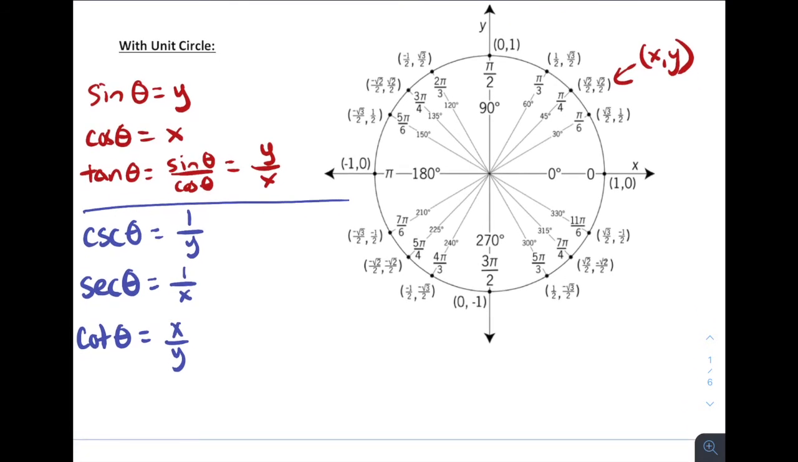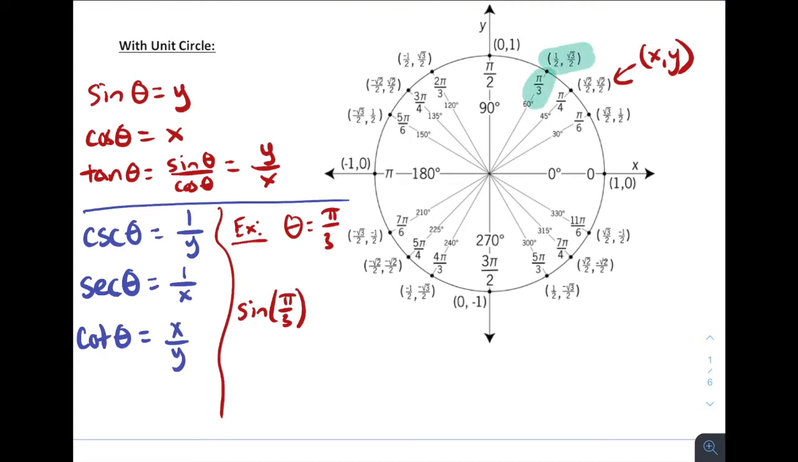Let's do an example where we're doing this with a specific number. So let's say, for example, that we're going to find all of these for when the angle is equal to pi over 3. So if I do sine of pi over 3, what I'm going to look at on my unit circle is pi over 3, and I'm looking at these coordinates here. We've got our x, and then we've got our y. We know the sine is going to be equal to whatever that y value is, and so this is going to be equal to root 3 over 2 from that unit circle. If I were to ask the cosine of pi over 3, that's going to be equal to the x value, which is 1/2.